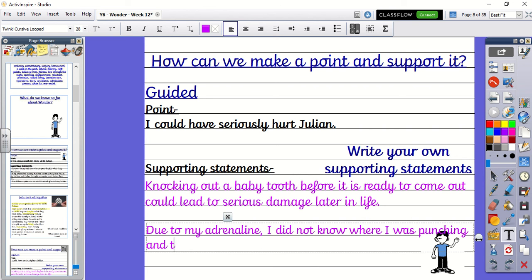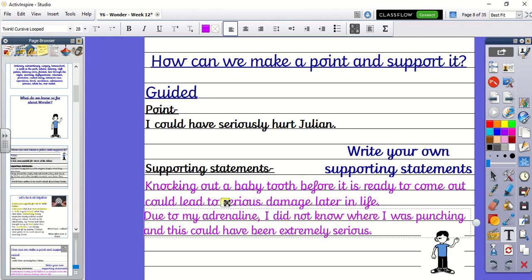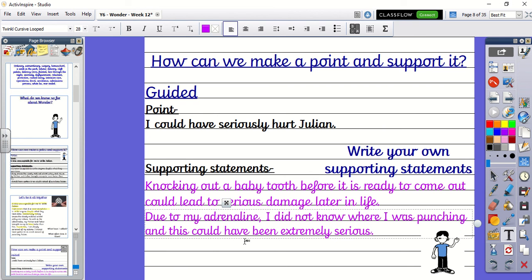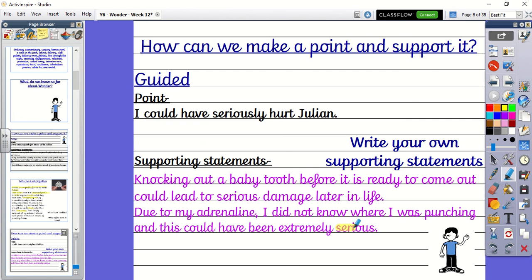and this could have been extremely serious. Now, I've used serious quite a lot of times there. So in your writing today, can you think of some synonyms for the word serious? Okay, because I know that you are all experts at looking on different websites and using different thesauruses to find the best synonyms. So try and find me some synonyms for serious. I will highlight them there and there.